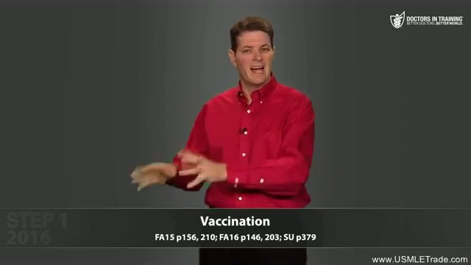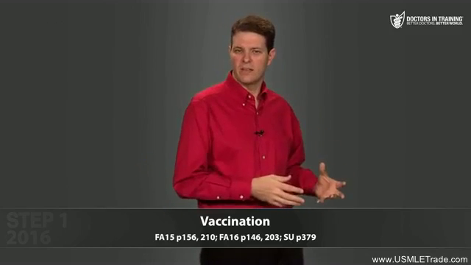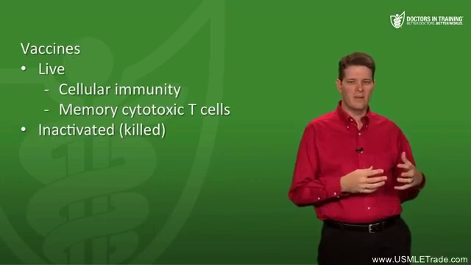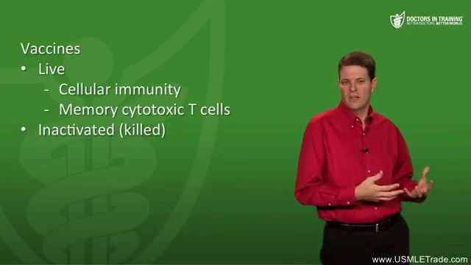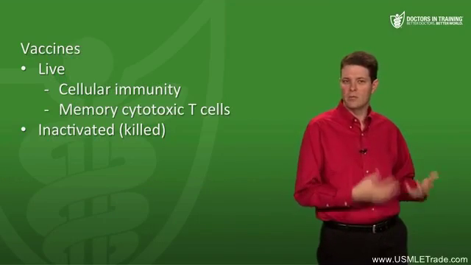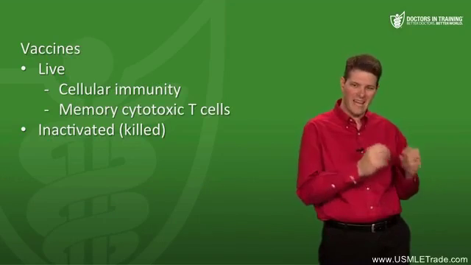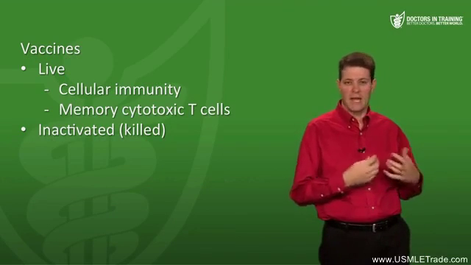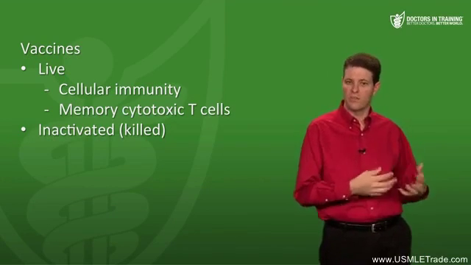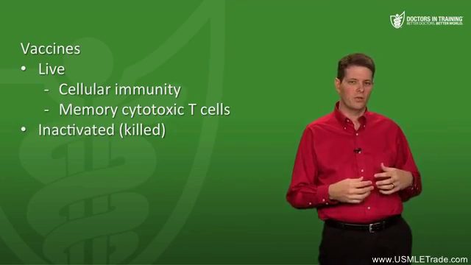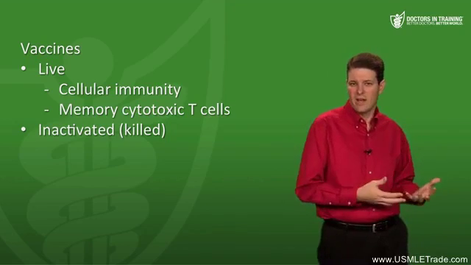Now, those are the live virus vaccines. Now we're going to talk about the inactivated or killed virus vaccines. Here the virus isn't able to infect the host cells, so there's actually no cell-mediated immunity generated. You're just putting antigen into the patient so that that antigen can be recognized by antibodies on the surface of B cells, and that's eventually going to produce antibodies against the virus.